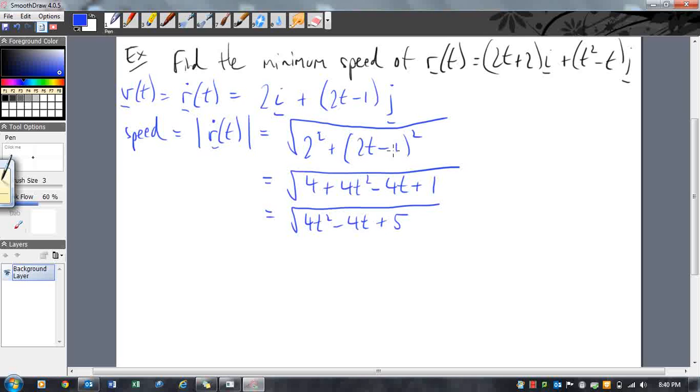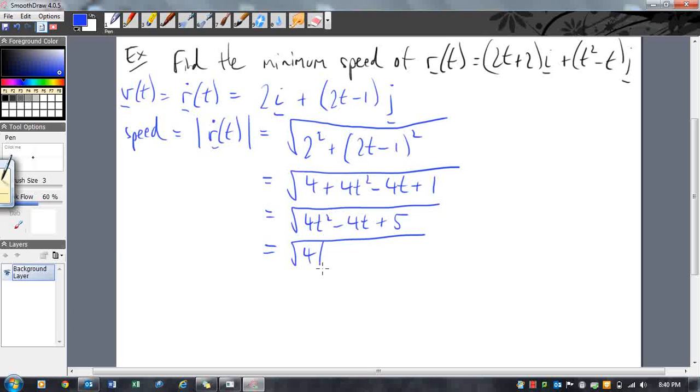Now, how do we find the minimum speed here? There's a couple of ways you could do it. My personal favourite is to complete the square, and I find it a really clear way. You could also take the derivative of this guy to see where it might have a minimum. Today, I'm just going to complete the square.